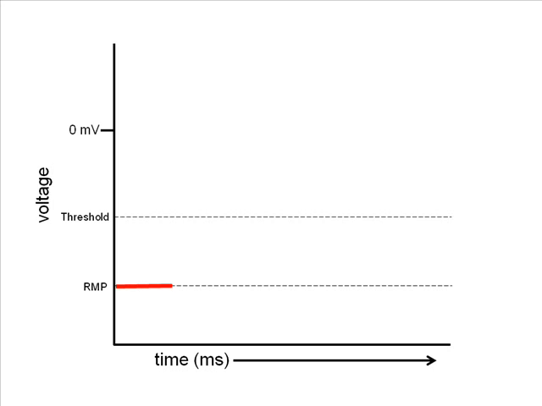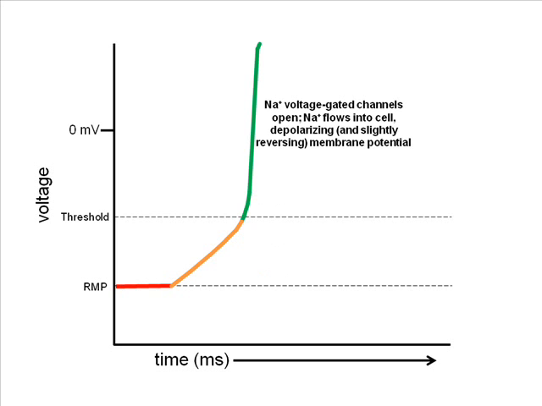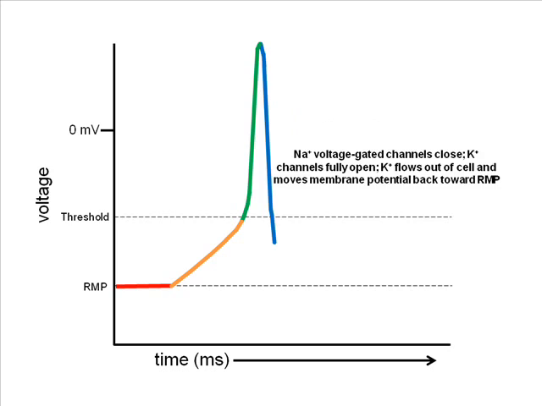Let's start with our neural AP, or our skeletal muscle AP, whose membrane is at resting membrane potential. It experiences a stimulus that produces a small graded depolarization, but one that's big enough that it reaches threshold. And at threshold, the depolarization phase of the AP begins as sodium voltage gates open. Sodium flows rapidly into the cell, producing large depolarization and slight reversal of membrane potential. As the sodium voltage gates close, potassium voltage gated channels become fully open.